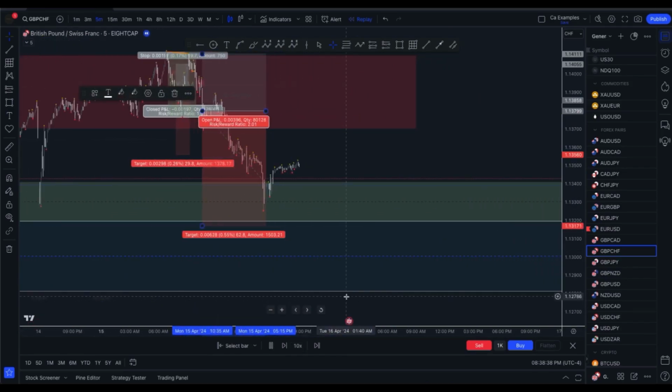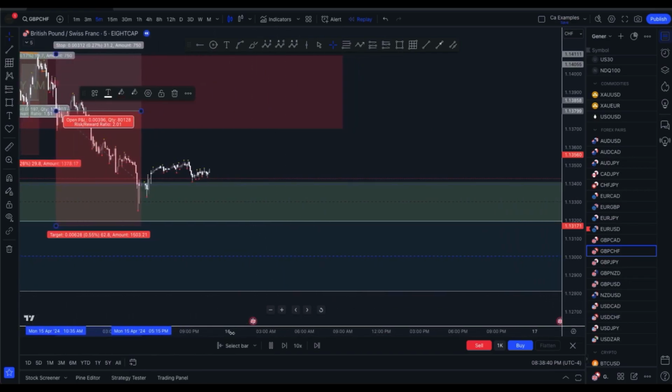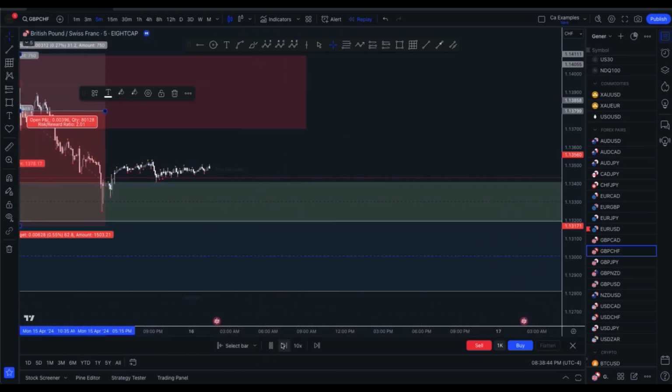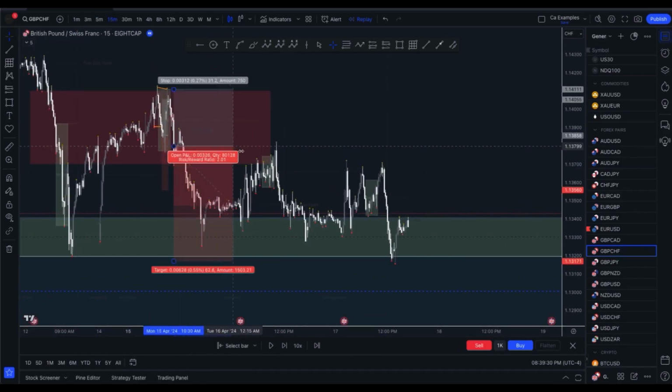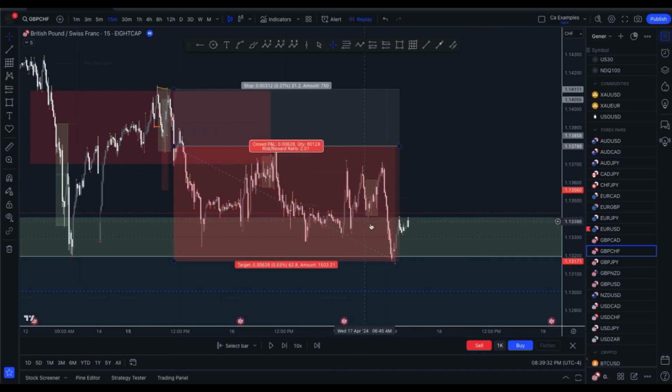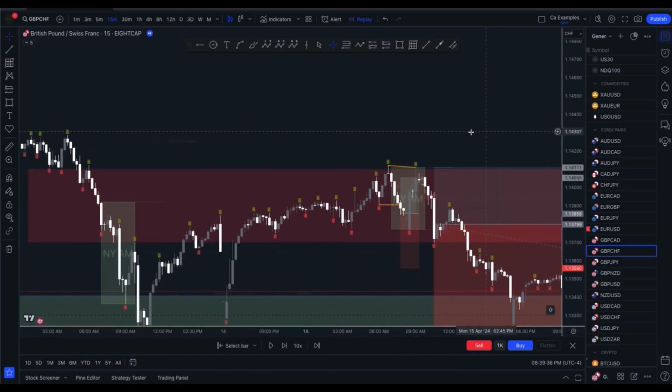I'm gonna let price play out. We got some news coming in for the next day. We'll let it do its thing. I'll fast forward it for you guys. Okay, so now that I fast forwarded, as you can see, TP was hit. Final TP was hit. So what can we learn from this?